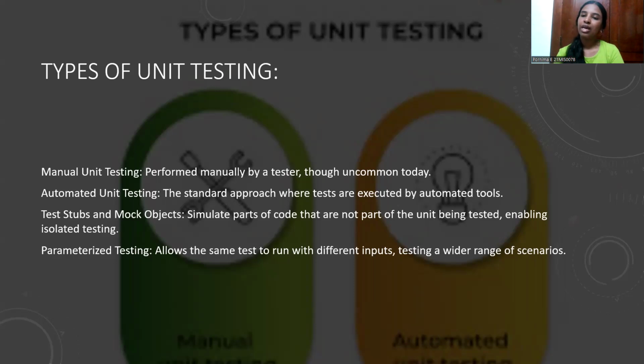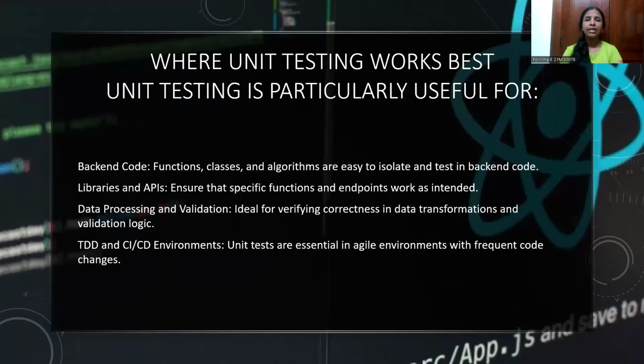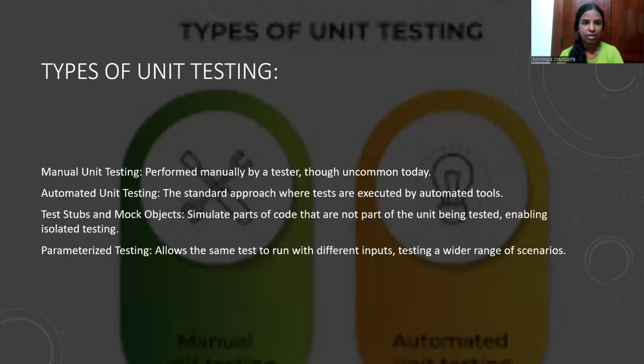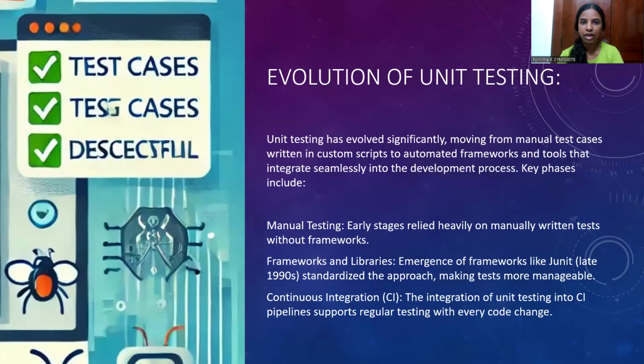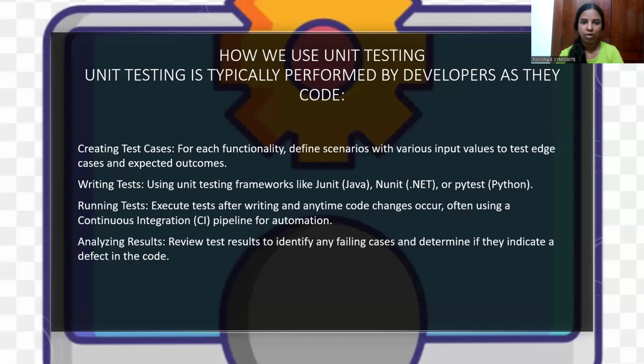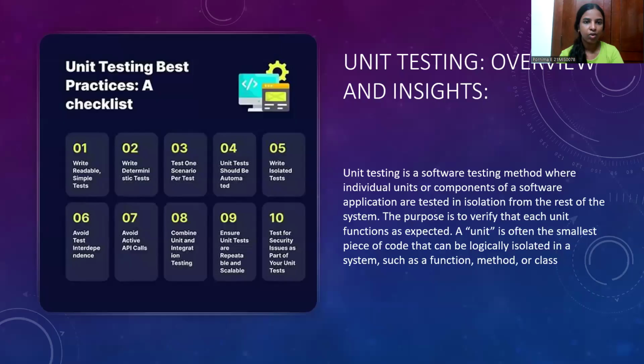As I discussed earlier, they have given a scenario we have to develop for that unit testing, and parameterized tests should run with that. And where unit testing works best. Unit testing is particularly useful for backend code, libraries and APIs, data processing validation, and TDD and CI environments. So we discussed a few types, the evolution, why we use it, why developers use it, and the key components.